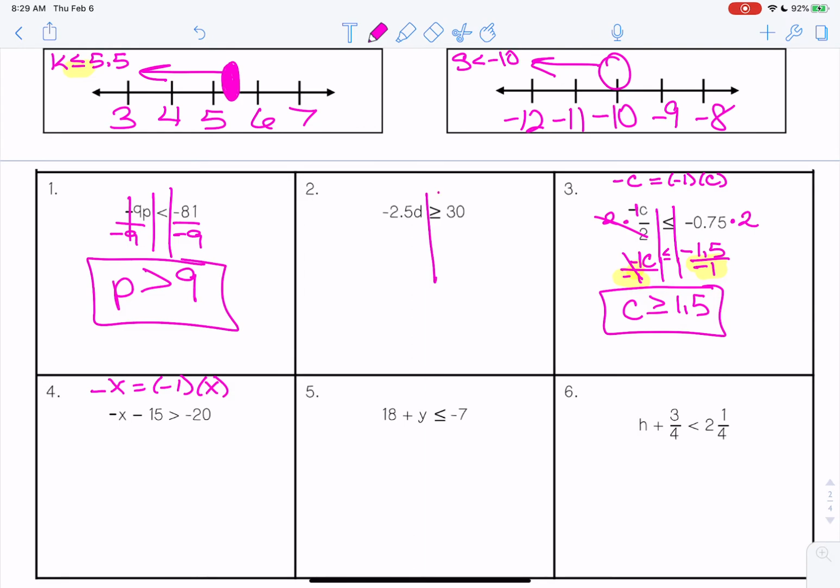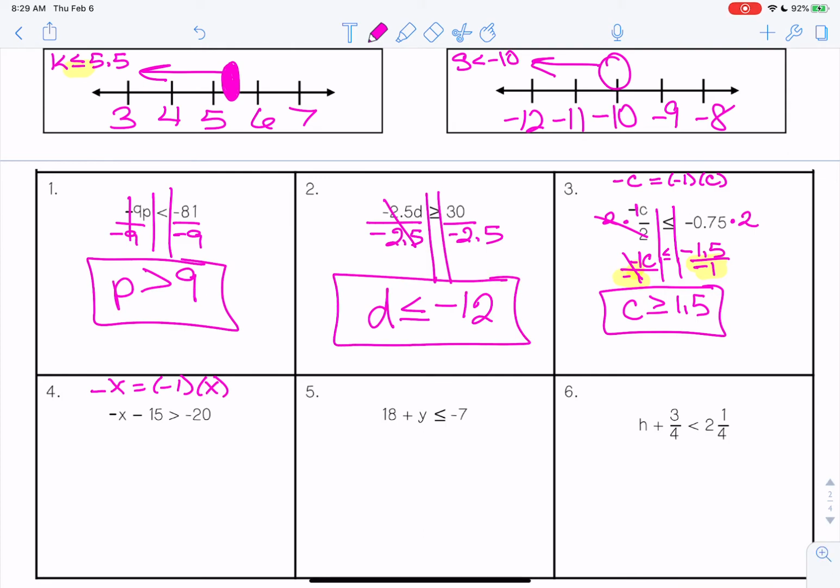Number 2, draw the river. Negative 2.5 times D. The opposite would be to divide by negative 2.5. They cancel out. And I get D. Now we divided by a negative, so the sign has to flip. So D is less than or equal to 30 divided by negative 2.5. A positive divided by a negative is negative. And 30 divided by 2.5 is 12. So we get D is less than or equal to negative 12.